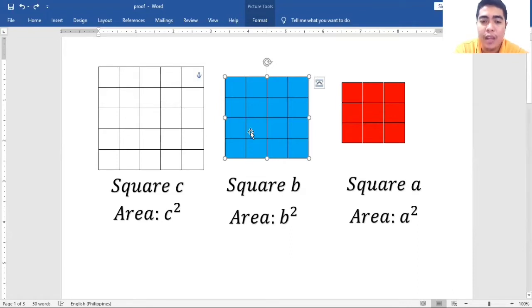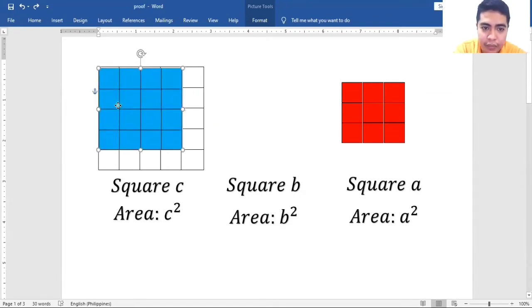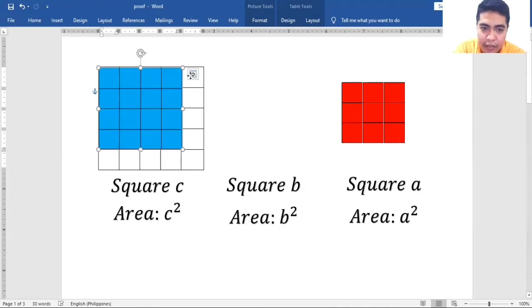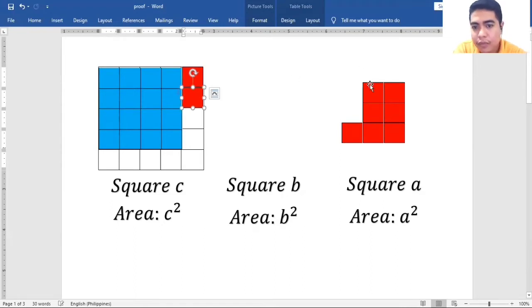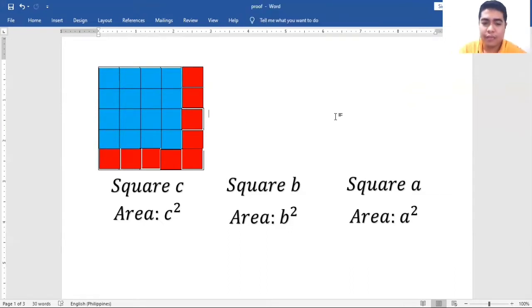All we have to do is to transfer square B and square A to square C. Let's first transfer square B. Now, square A. Now, as we observe, square B and square A completely cover square C.